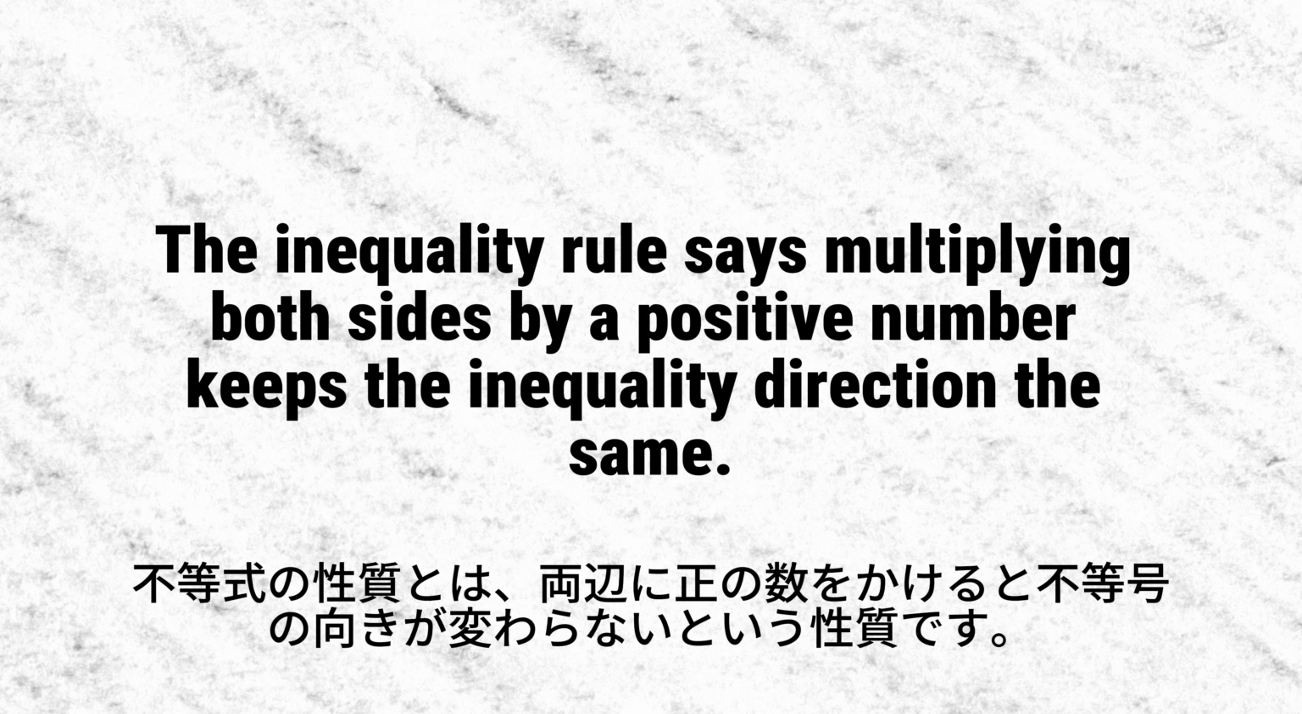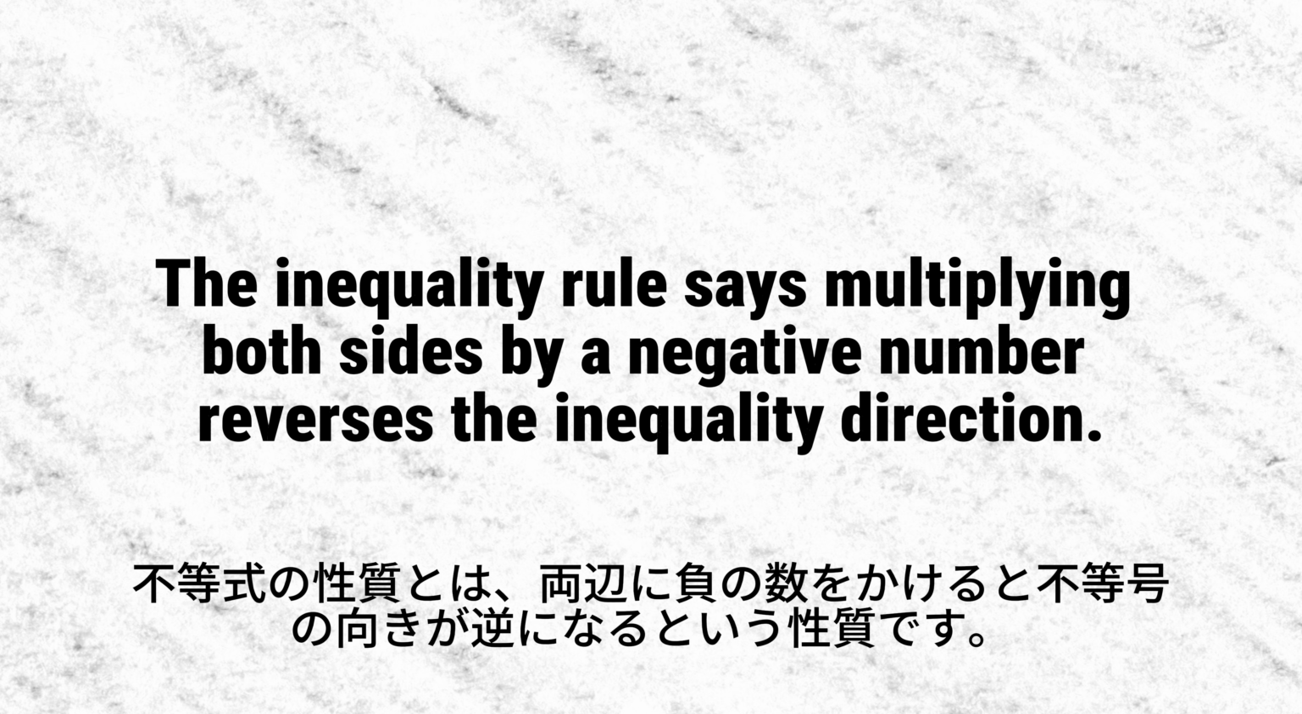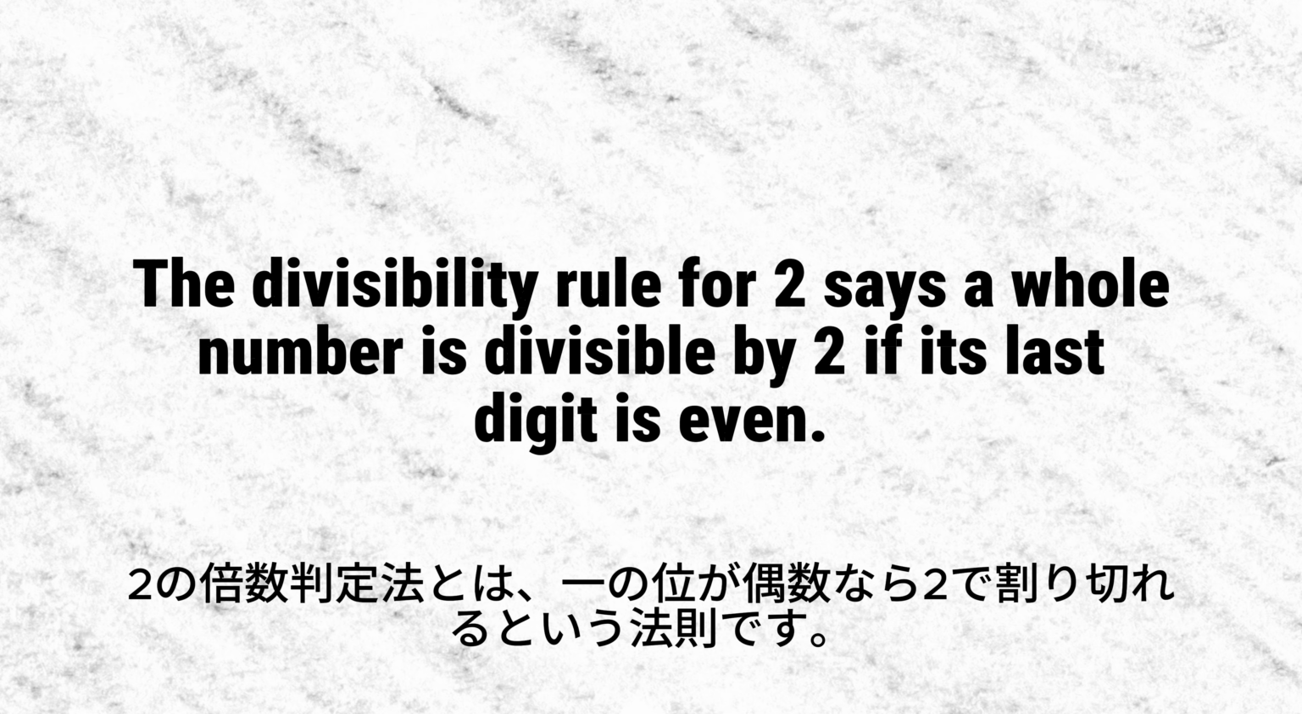The inequality rule says multiplying both sides by a positive number keeps the inequality direction the same. The inequality rule says multiplying both sides by a negative number reverses the inequality direction. The divisibility rule for 2 says a whole number is divisible by 2 if its last digit is even.